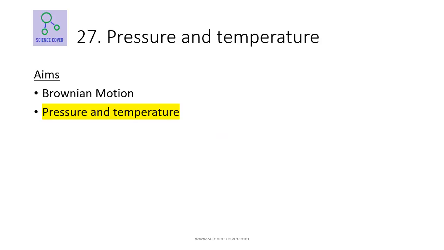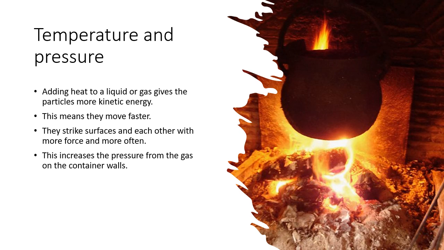Now let us look at the relationship between pressure and temperature. Any change we make to the temperature of a liquid or gas will affect the pressure of the liquid or gas. If we add heat to the liquid or gas, then the particles gain more kinetic energy. This means that they move around faster, and therefore they strike surfaces or each other with more force, and they will strike each other more often. This increases the pressure from the gas on the container walls.